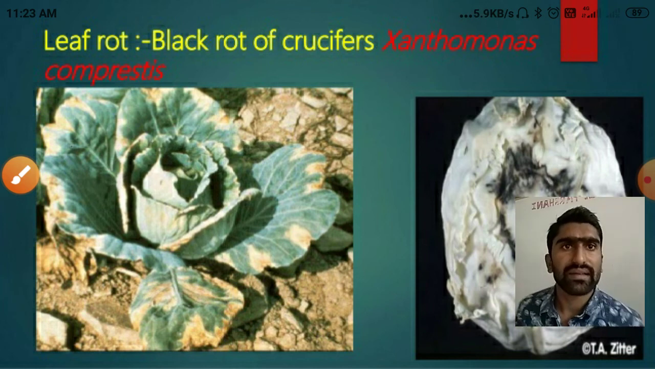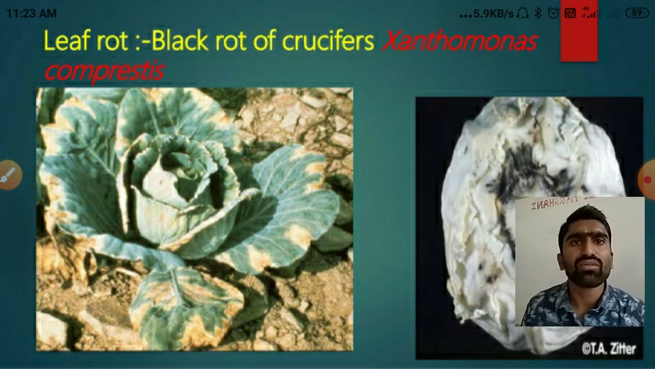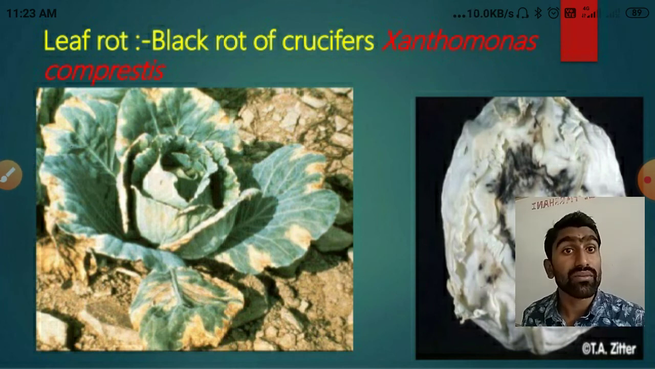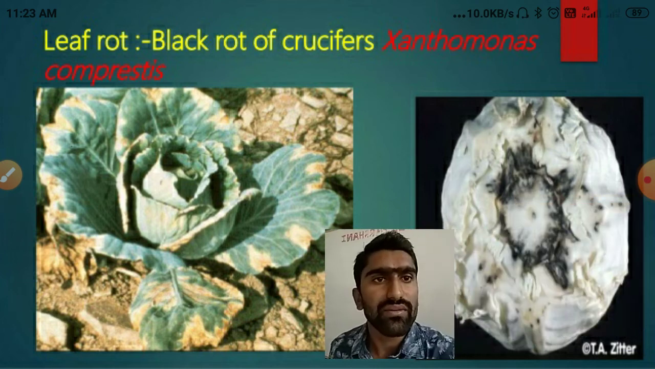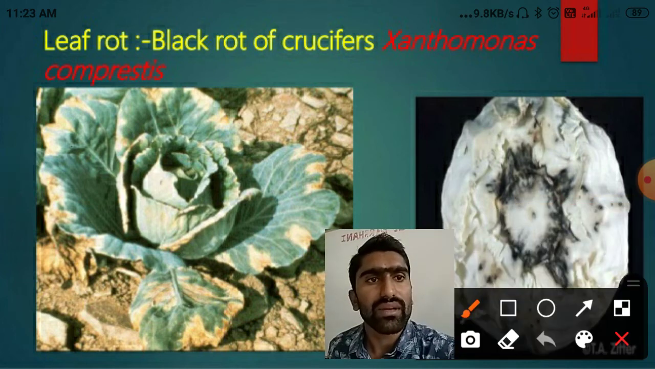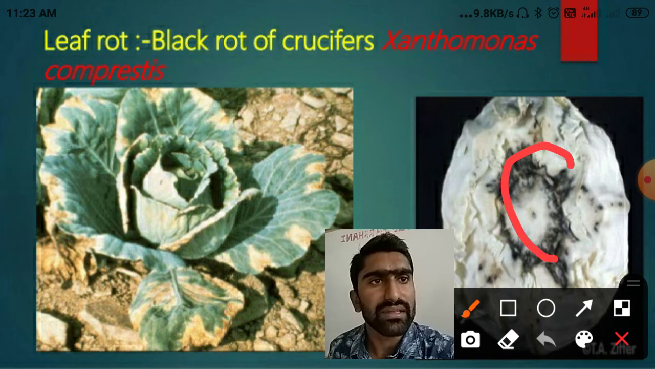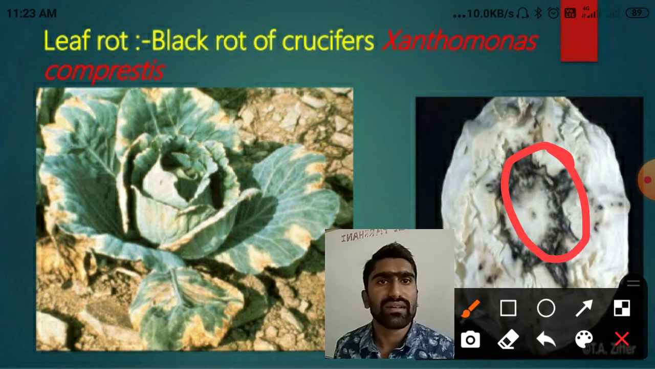Leaf rot, causal agent is Xanthomonas campestris, black rot of cruciferous. Here you will find a leaf rot. A blackish color appearance is the sign of leaf rot, which is also known as black rot of cruciferous. Causal agent is Xanthomonas campestris.